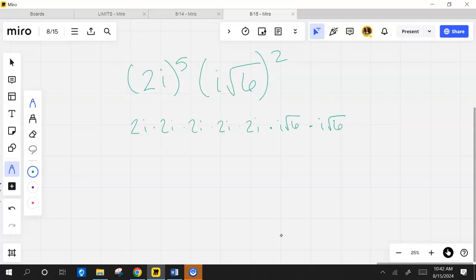What does an exponent mean? How many times I multiply it, right? So this is 5 times, this is twice. So 2 times 2 times 2 times 2 times 2, 32. How many i's do I have? 7.